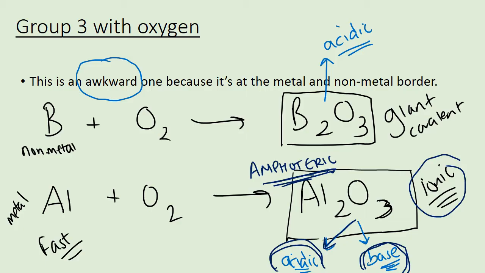Okay, and your revision card for boron is that boron's a non-metal. It will form B2O3, which is giant covalent, and it is acidic. B2O3 is acidic.